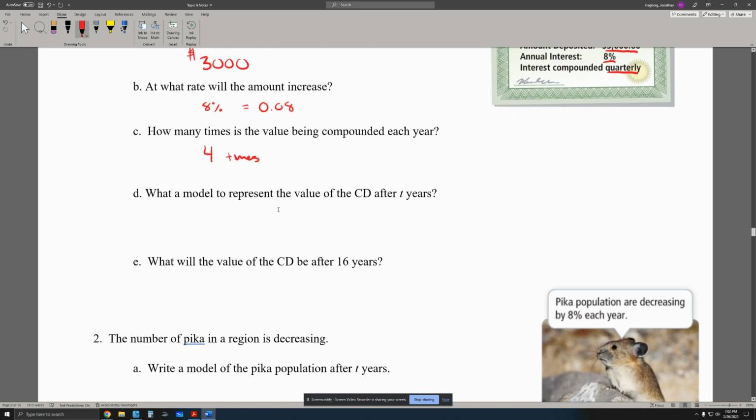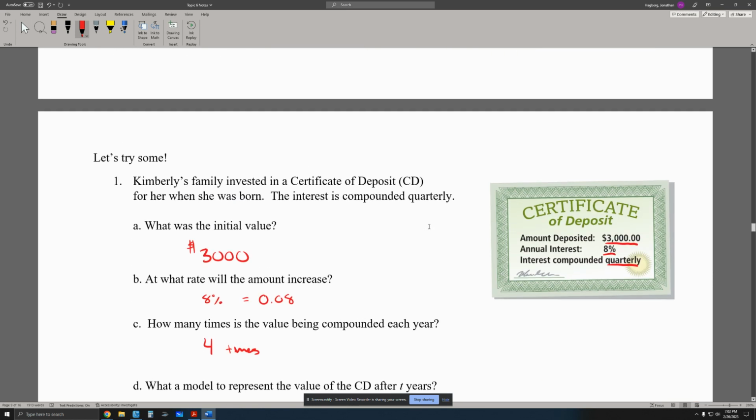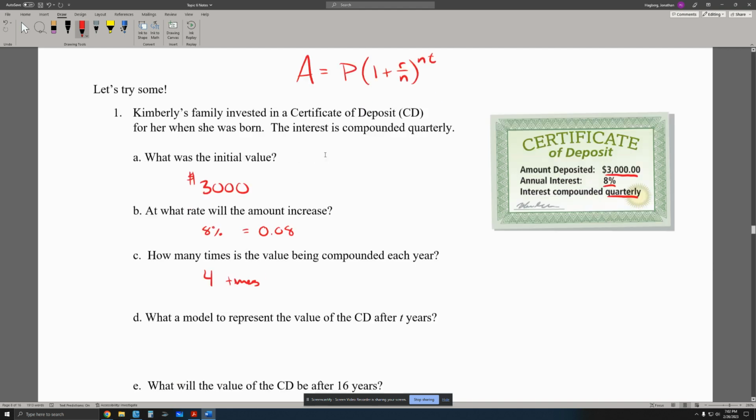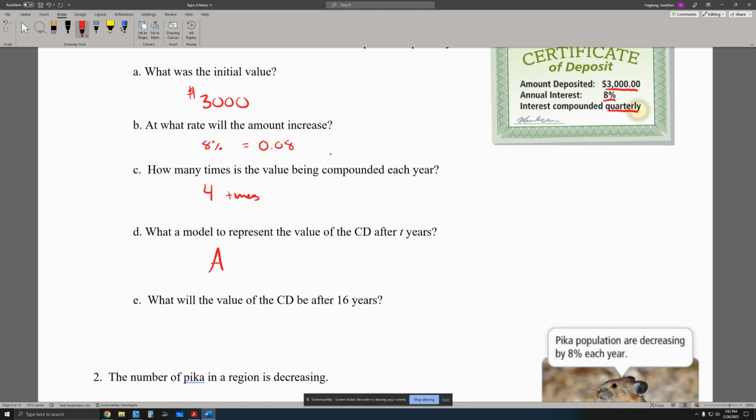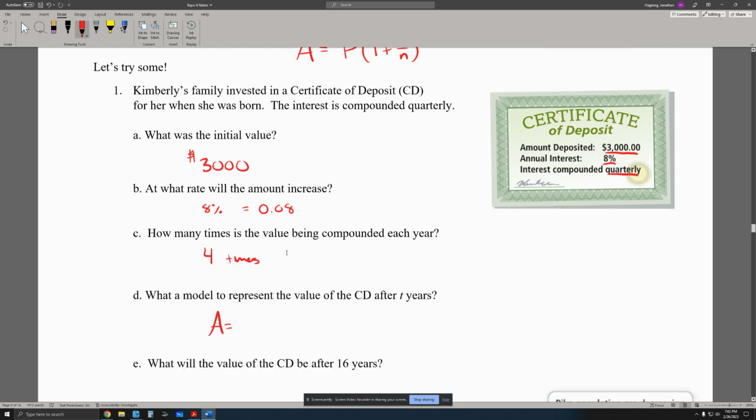Write a model to represent the value of the CD after T years. Remembering our formula, I'll write the general form up here: A equals our principal times the quantity 1 plus R over N, all raised to the NT. Okay, so let's keep that in mind.